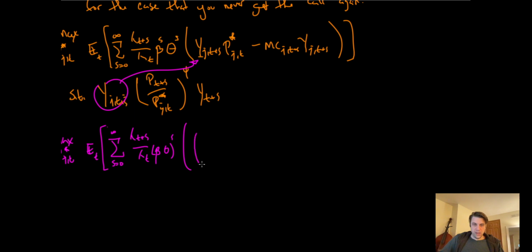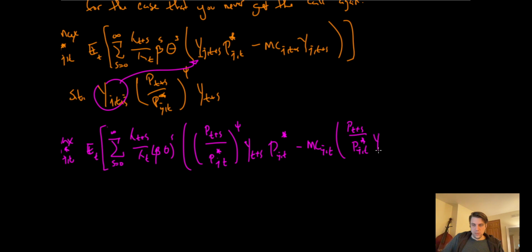Okay, now I'm plugging in this form, p t plus s over pjt star, phi, y t plus s, pjt star minus mcjt, and then the same expansion again, p t plus s over pjt star to the y times y t plus s. Oh, excuse me, this is all raised to the psi. Close parentheses, close bracket.